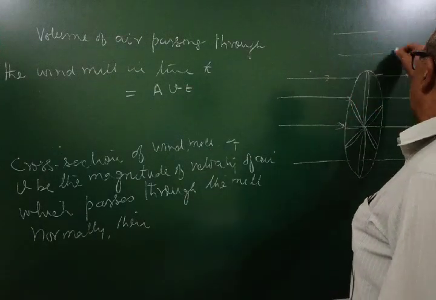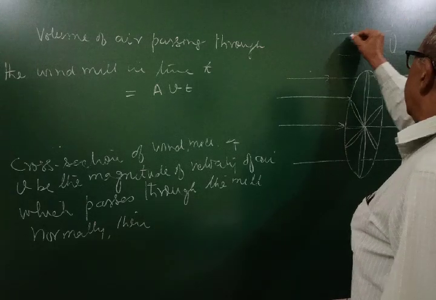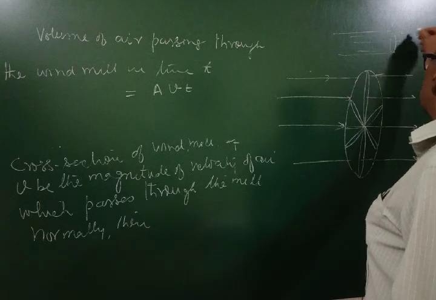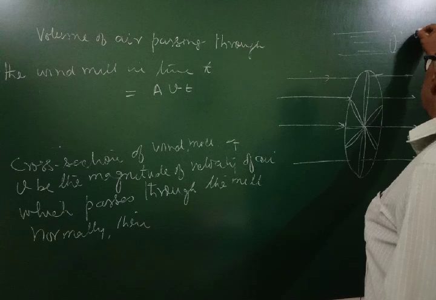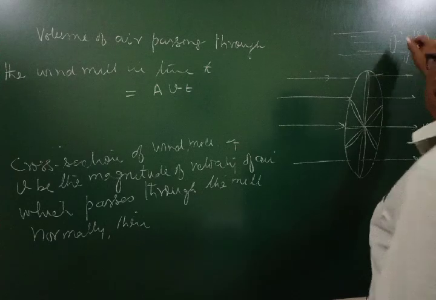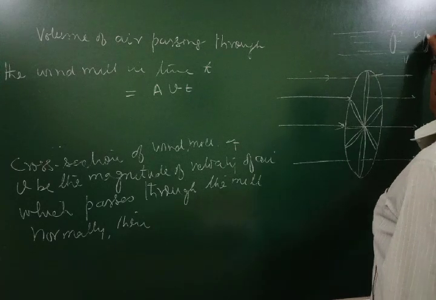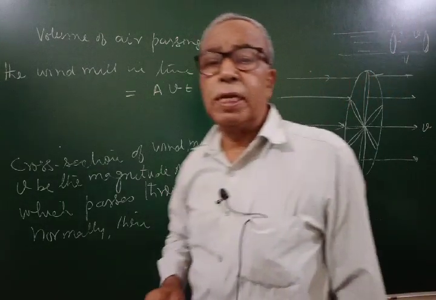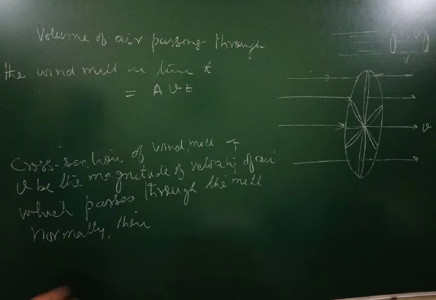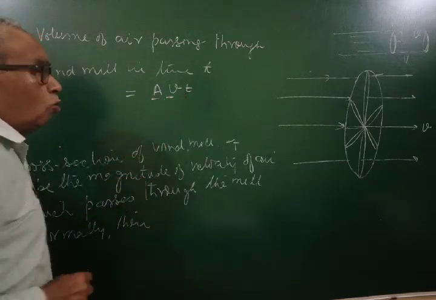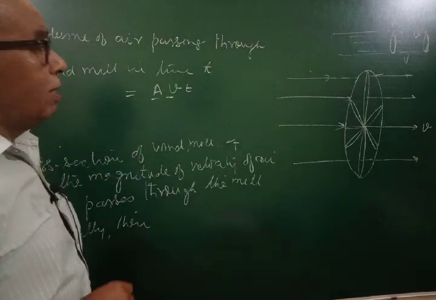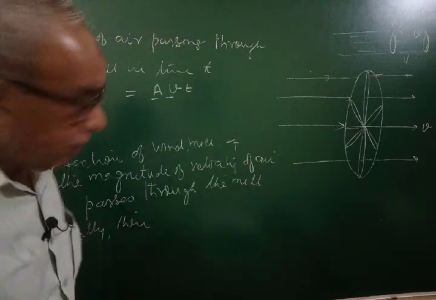If this is the pipe of air, where A is the area and V is the velocity of any fluid, air or liquid, then it means if V is meter per second, the fluid will travel V meter in 1 second, and it becomes a cylinder. Area multiplied by velocity will give you the volume coming out per unit time. So A into V is the volume of air coming out per unit time, and if time t is there, then it is A V t.